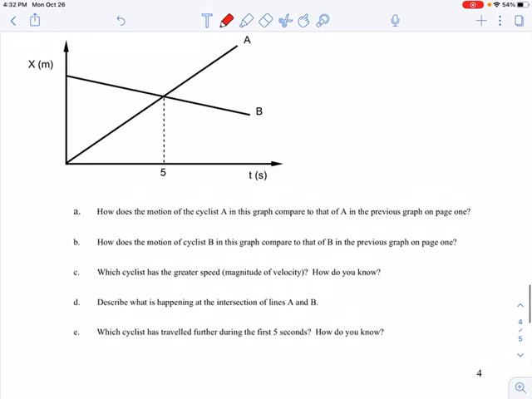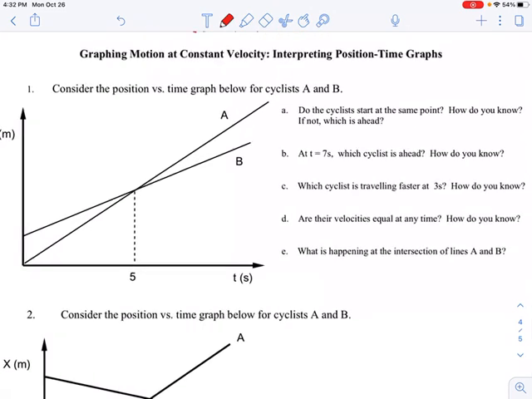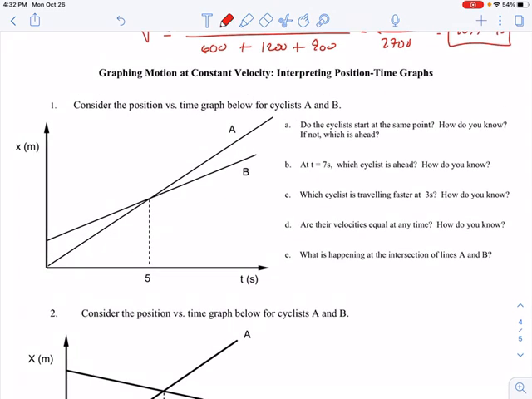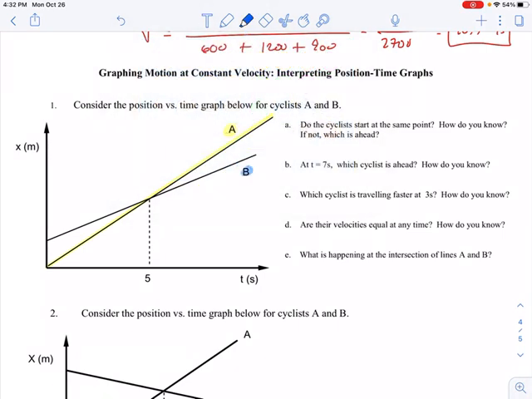All right, let's jump in and try interpreting some graphs. Consider the position time graph for cyclists A and B. So let's look at this for a second. I'm actually going to color code these. Here's cyclist A. Starts at the origin, has a steeper slope. Here is cyclist B. Starts ahead of cyclist A, has a less steep slope, so it's going slower.